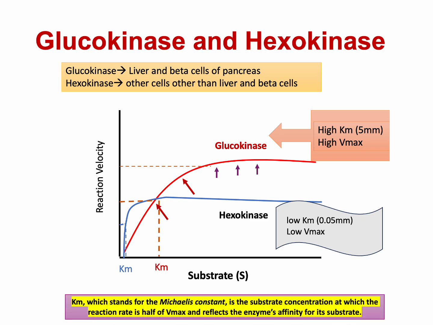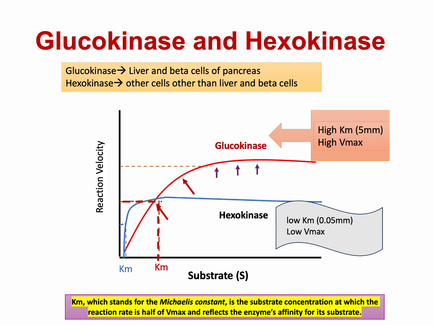Km, by the way, stands for Michaelis constant, is the substrate concentration at which the reaction rate is half of Vmax and reflects the enzyme's affinity for its substrate. A low Km means high affinity, while a high Km indicates lower affinity. These two values, Km and Vmax, show how enzymes adjust their activity according to substrate level.